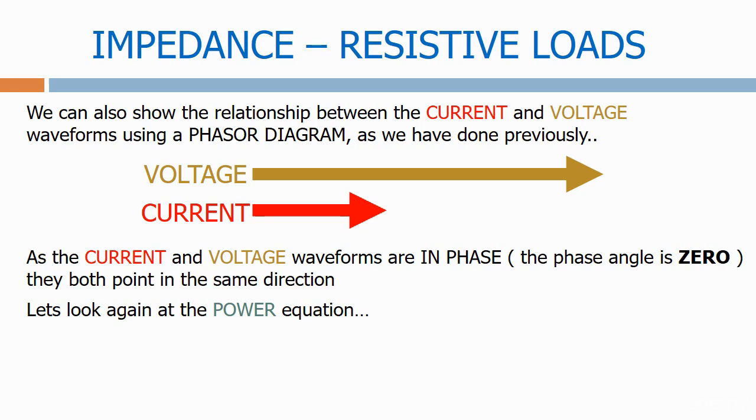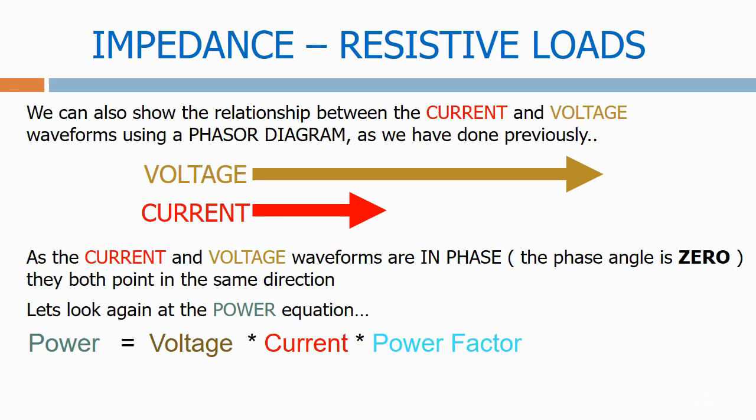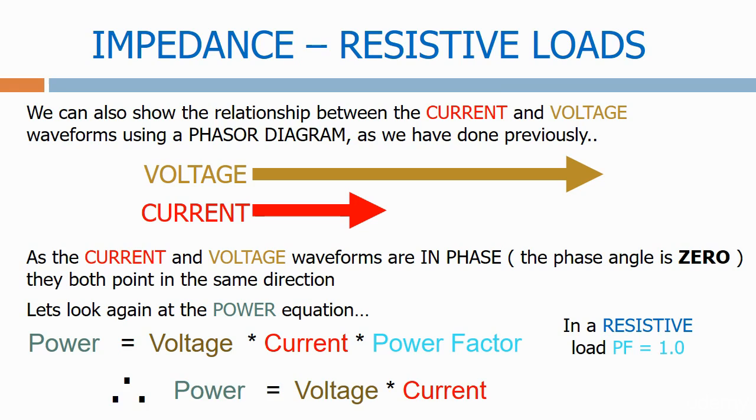Let's look again at the power equation. Power is voltage times by the current times by the power factor. In a resistive load, the power factor is 1. Therefore, the power is the voltage times by the current. The power factor has no effect in a resistive circuit.